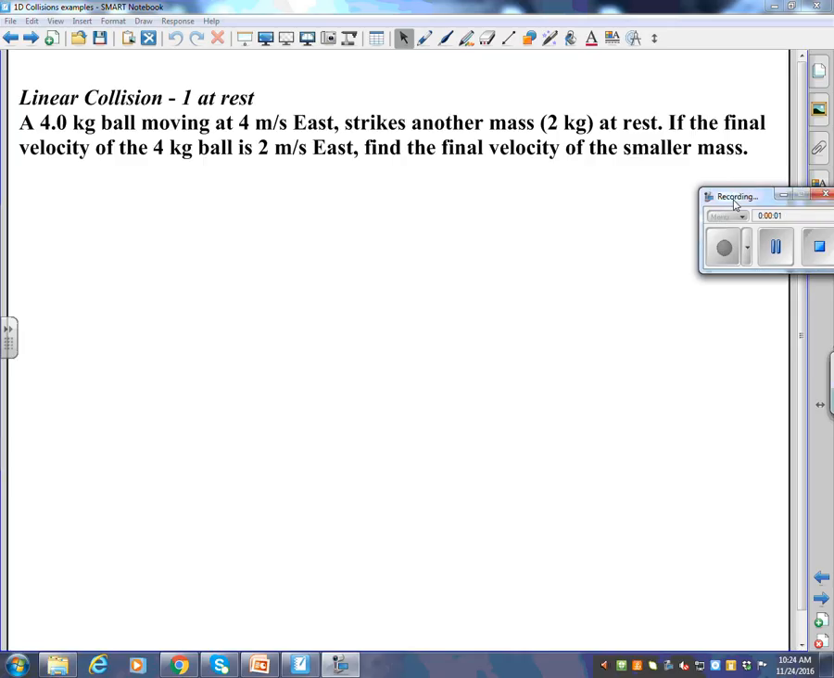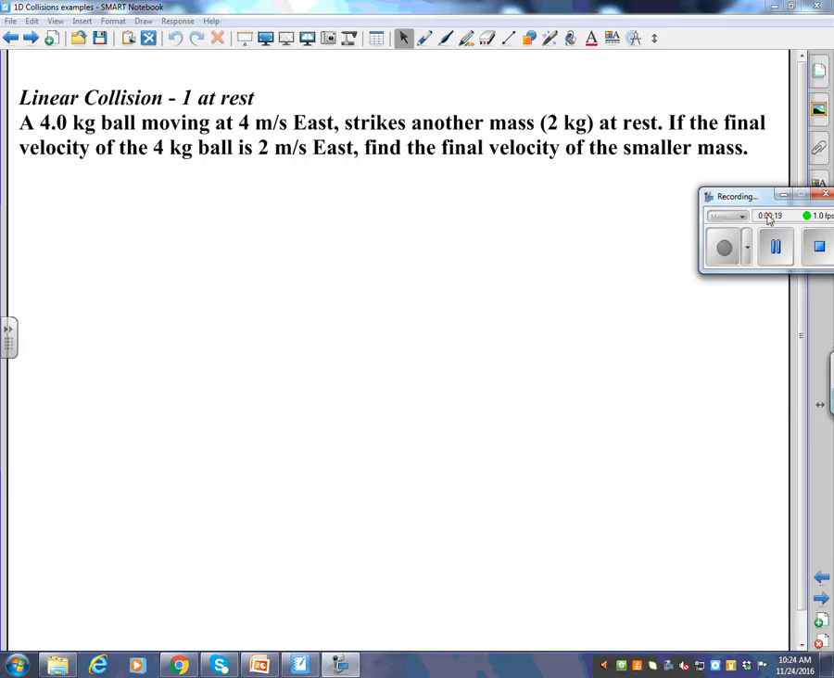Let's have a look at some sample ones then. Maybe this will help us with the astroblaster question. We have a 4 kilogram ball moving at 4 meters per second east, striking another 2 kilogram one at rest. If the final velocity of the 4 kilogram ball is 2 meters per second east, find the final velocity of the smaller mass.